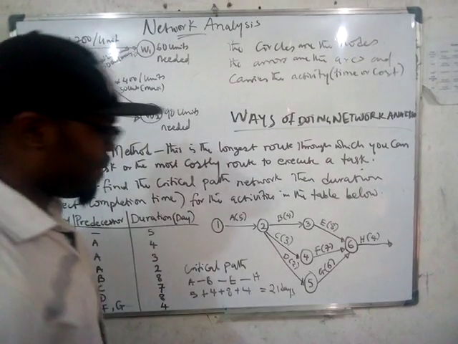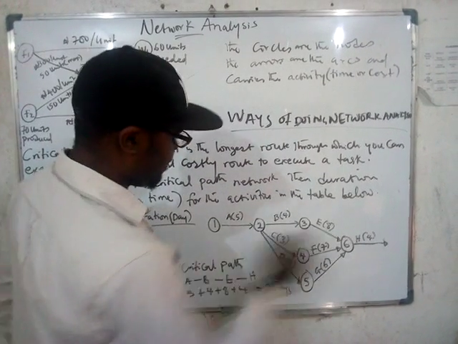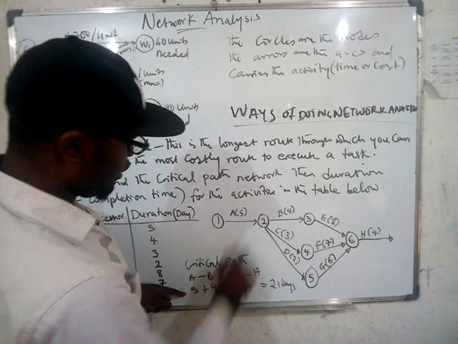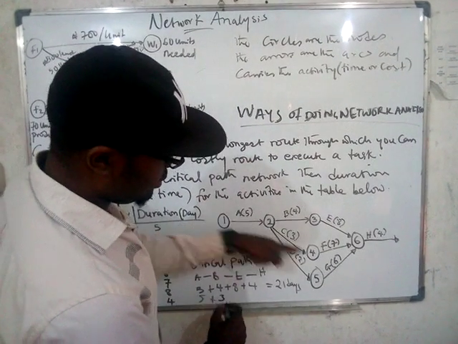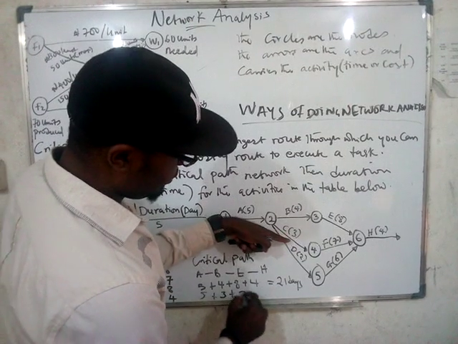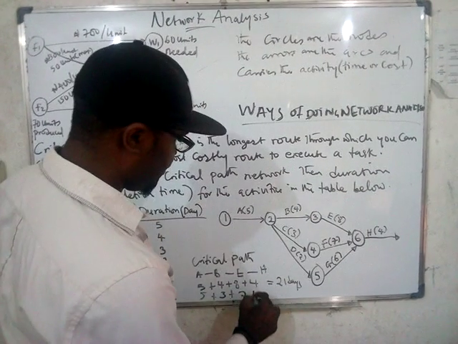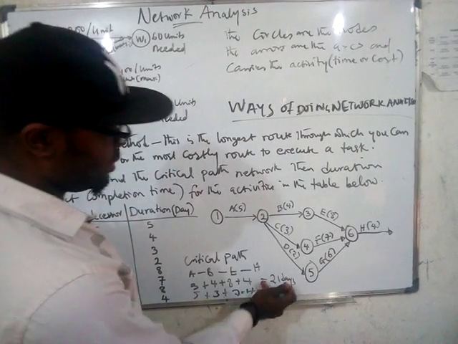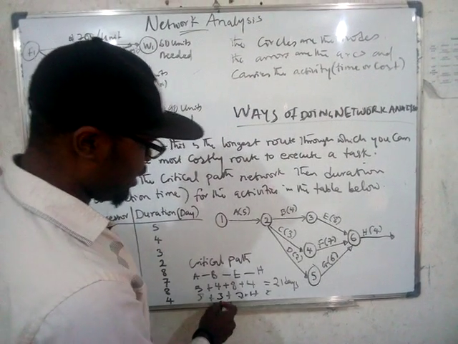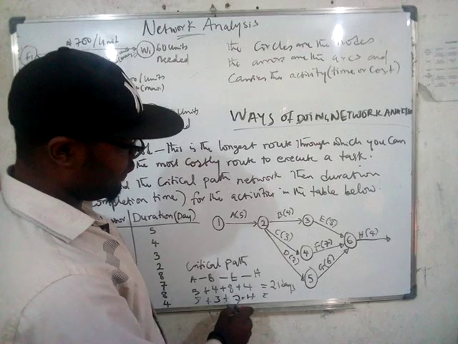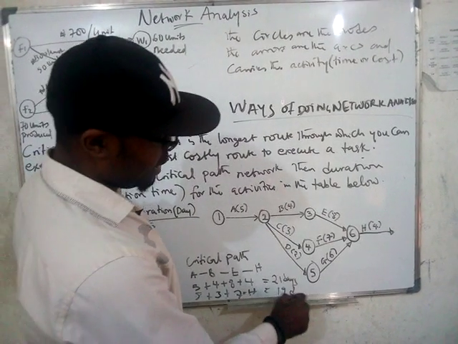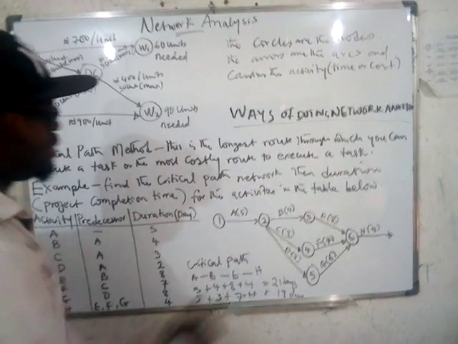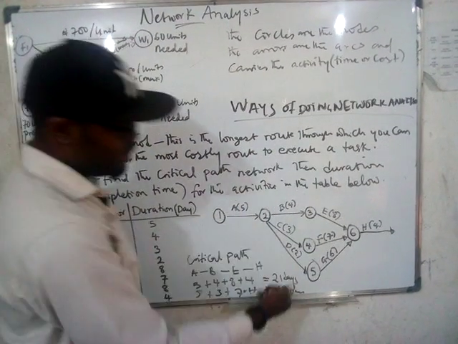So what are the other paths? You also have this other path where you have A to be 5, C to be 3, F to be 7, H to be 4. So if you add up these, you see that it's not up to this. This is 5 plus 3, 8, 8 plus 7 is 15, 15 plus 4, 19. So you can see that this is not the critical path because it is not the longest route. This is the longest route.